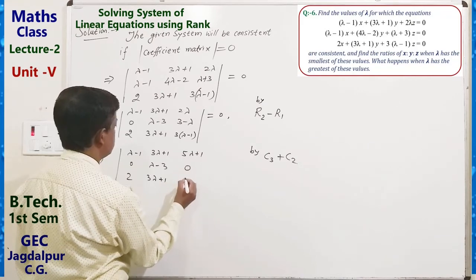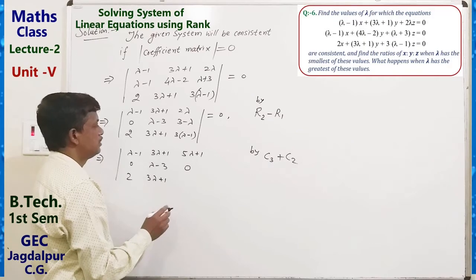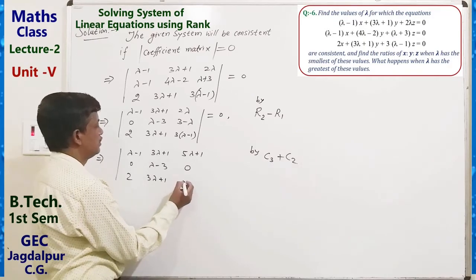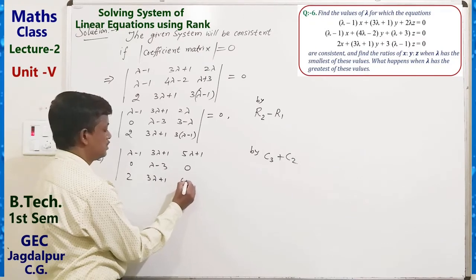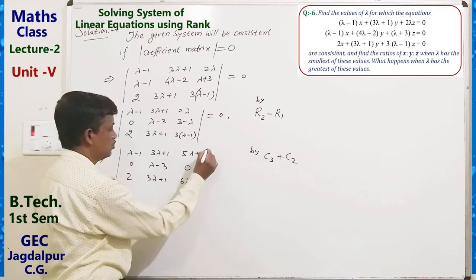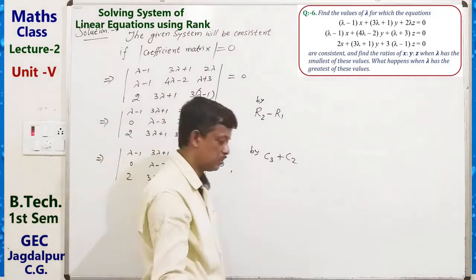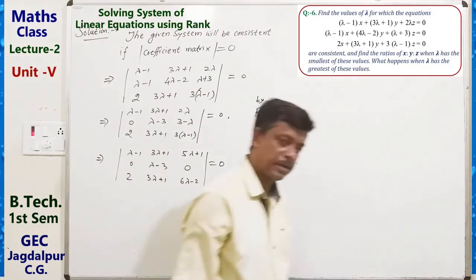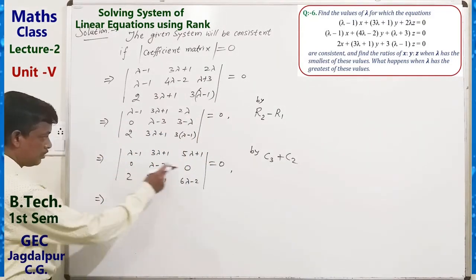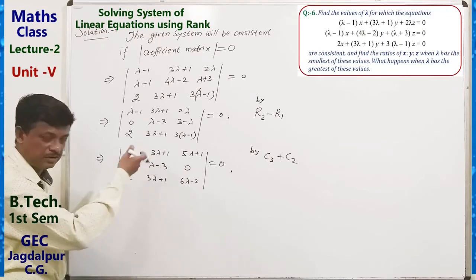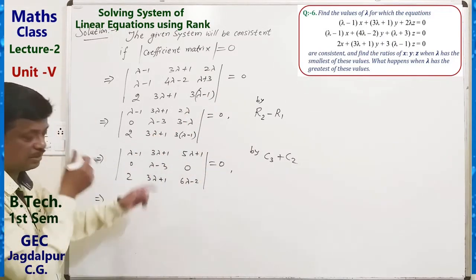Now 0, and here 3, 3, 6, lambda minus 2, 6, lambda minus 2, this equals 0 by this column operation. You can use it here. Okay, so see here that from this determinant, by applying the determinant, we just have to solve and find the value of lambda.